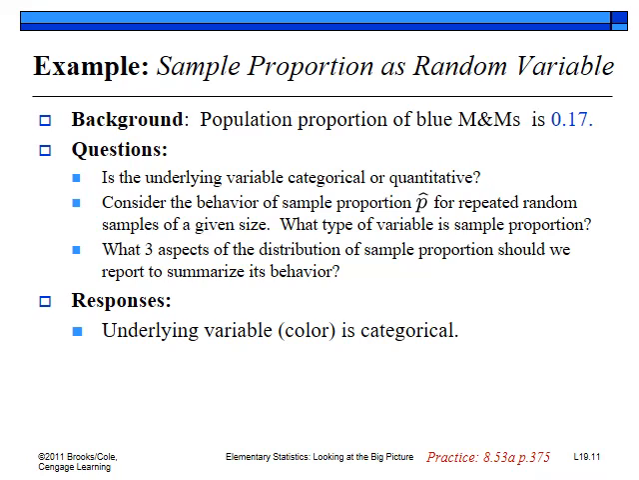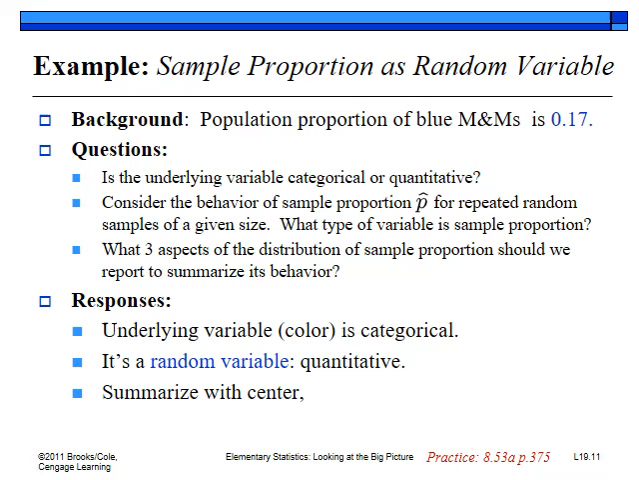Well, the underlying variable is categorical, blue or not blue. P hat is a random variable, and it's quantitative because it's a number. Since it is a random variable that's quantitative, then to talk about the distribution, we need to talk about the center, the spread, and the shape.